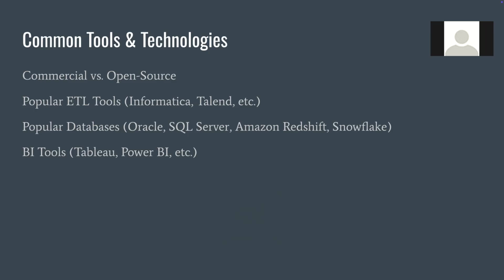Now let's move on to popular database systems. Oracle database, Microsoft SQL Server, IBM DB2 are traditional relational databases with enterprise-grade features, and Amazon Redshift, Snowflake, Google BigQuery, they are cloud-based data warehousing solutions that offer scalability and pay-as-you-go models. And Azure Synapse Analytics is Microsoft's cloud platform for analytics, combining data warehousing and big data processing.